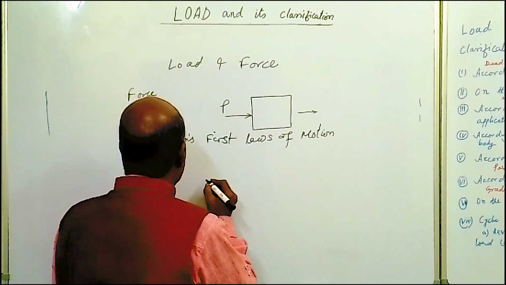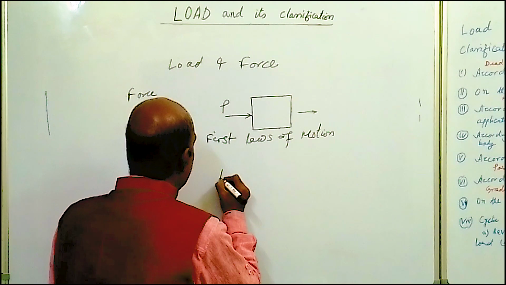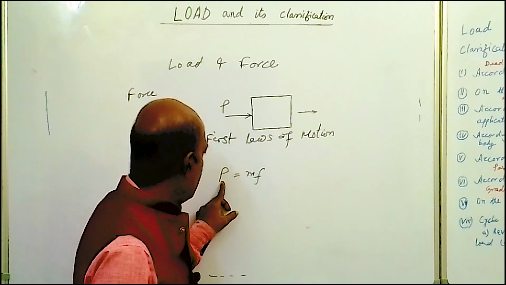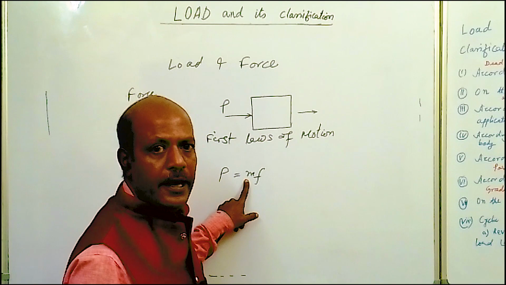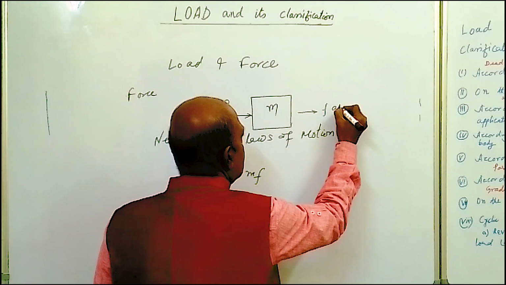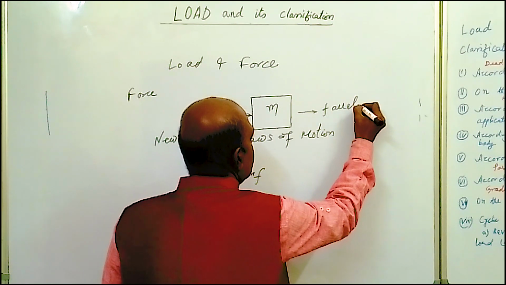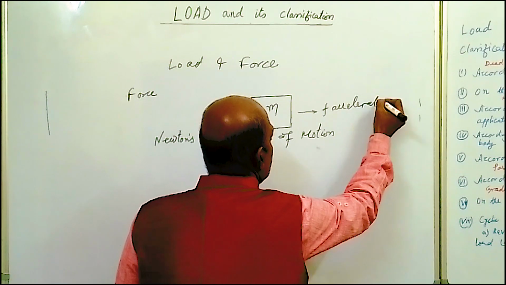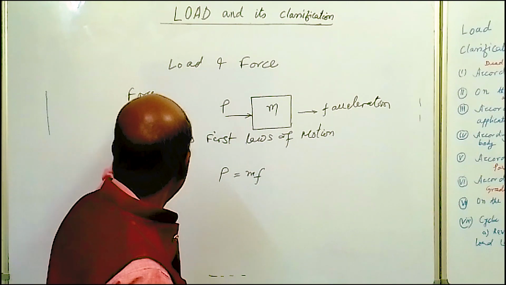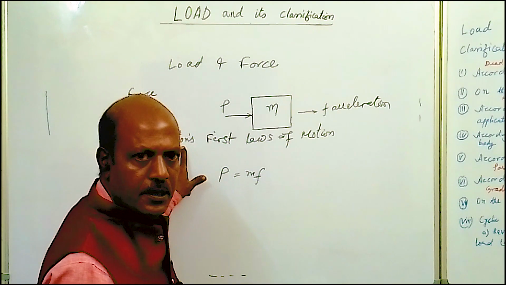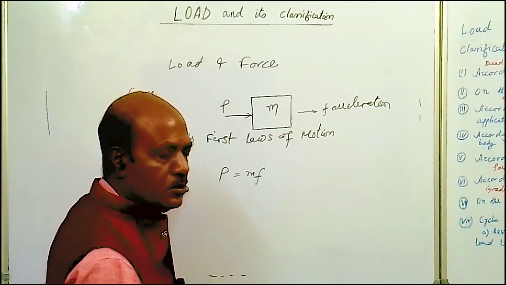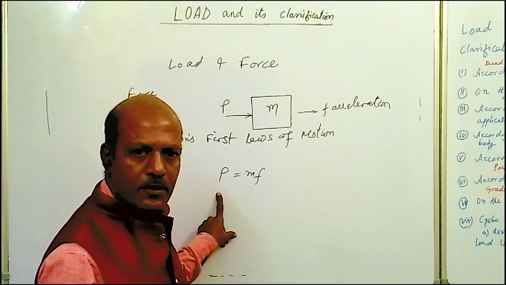Mathematically, it is given by P is equal to mf, where P is the force applied over the body, m is the mass of the body, and f is the acceleration produced in the body. So load and force are the same term, and the definition of force or load is obtained by Newton's first law of motion, and the measurement of force is obtained by Newton's second law of motion, and mathematically it is given by P is equal to mf.